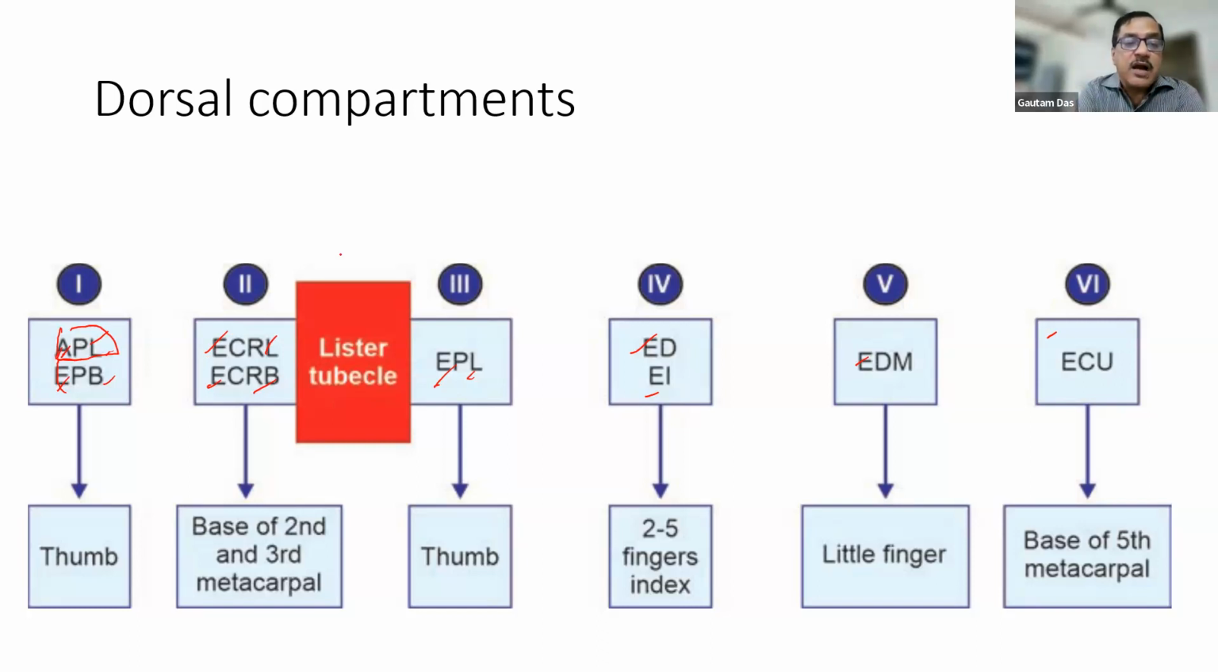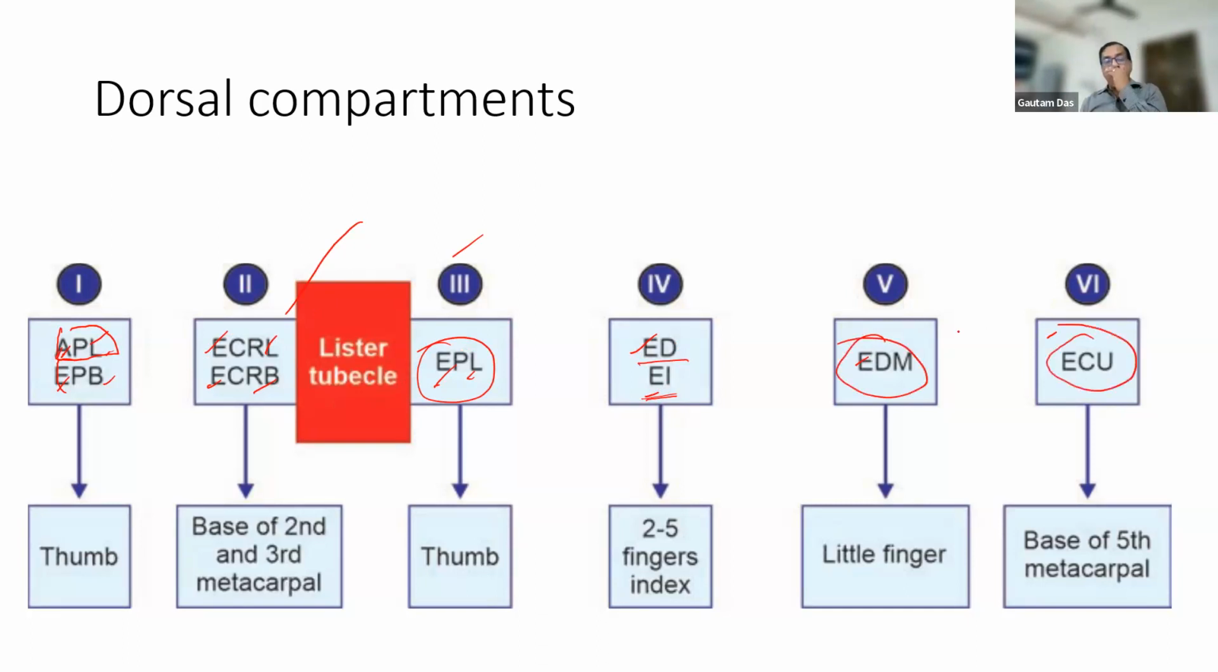and they are on one side of the Lister tubercle. Lister tubercle is a bony prominence over the radius that is easily palpable. That is a landmark from where you should start. One side will be compartment 2, another side will be compartment 3. In compartment 3, the tendon is your extensor pollicis longus. Compartment 4, extensor digitorum and below that, extensor indicis. Then your extensor digiti minimi and extensor carpi ulnaris.